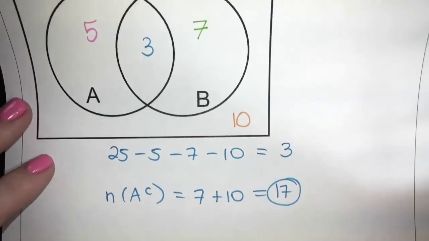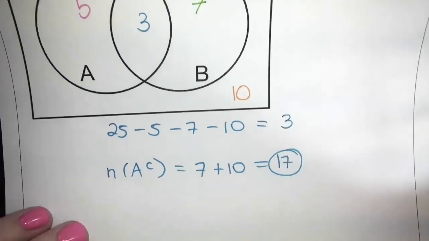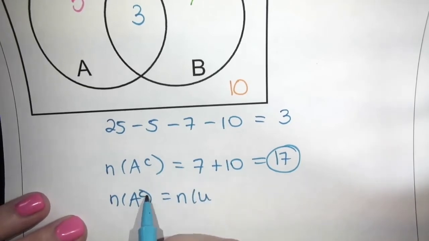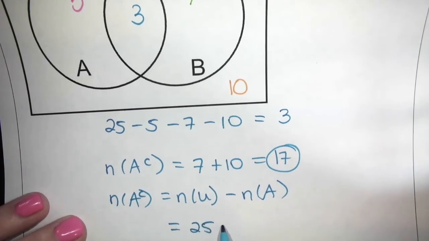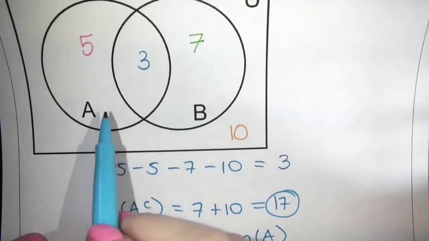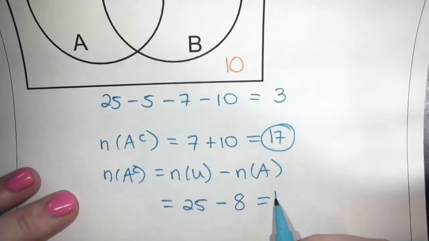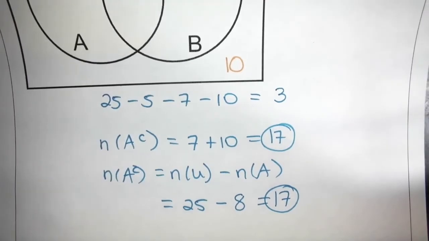You could also add the number in A and do 25 minus that. That would give you the same answer. So if that's your preference, you could take the number in A complement is number in the universe minus the number in A. So 25 minus the number in A, 5 plus 3 is 8. And you're going to get the same answer. It's just a different way to think about it. So it's up to you. When you've got a Venn diagram, you can use either.